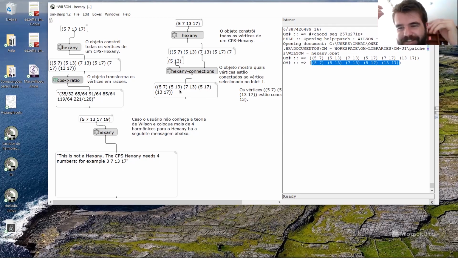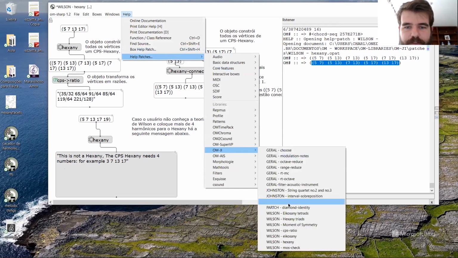Yes, they're shared. This is the idea. So it's very simple. Here I have another message. The hexany works with 4 harmonics, not more. So if you put 5 here, it's not good. This is not the hexany. The CPS, or combinations product set, hexany needs 4 numbers.